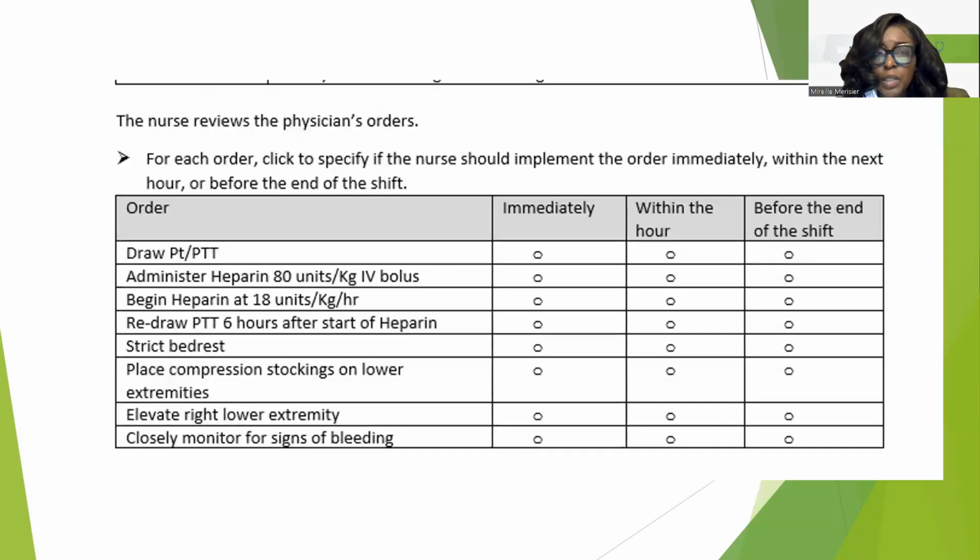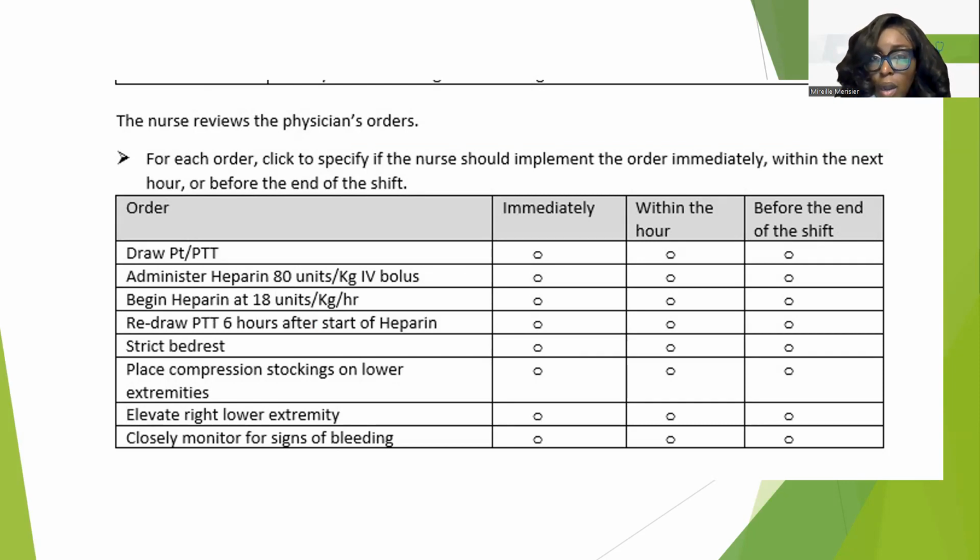So when I look at these particular things, do I draw the PTT immediately? Was that a stat order? Was administering the heparin a stat order? Can I do it within an hour, or do I do it at the end of my shift? Okay, begin the heparin at 18 units. We draw at 6 hours, strict bed rest, placing the compression stockings, elevating the right lower extremity, and closely monitoring for signs of bleeding.